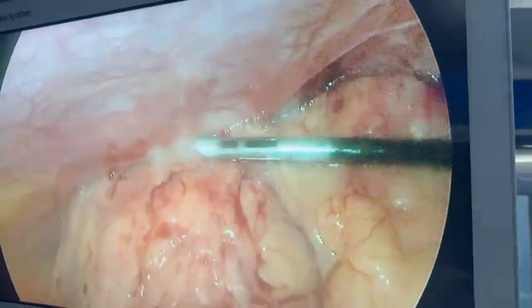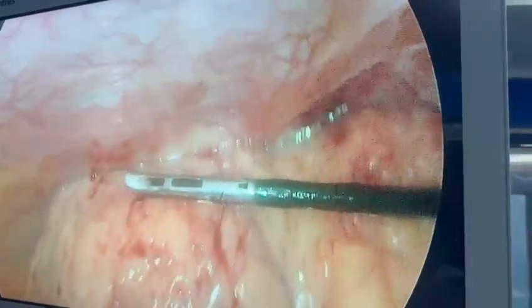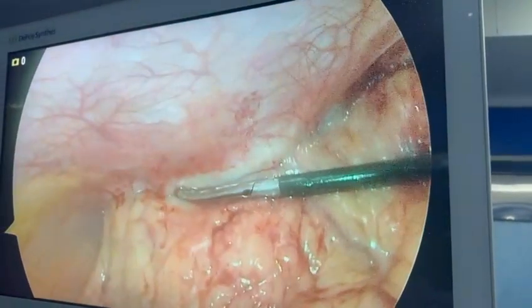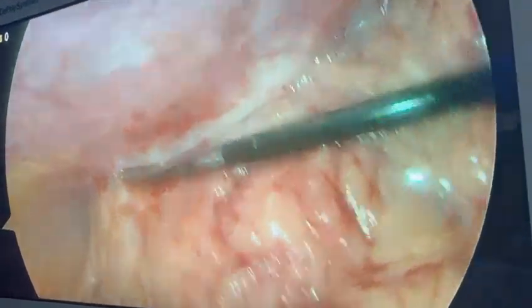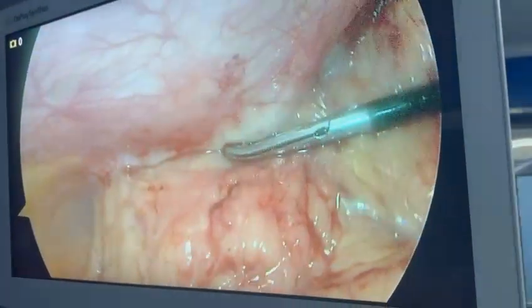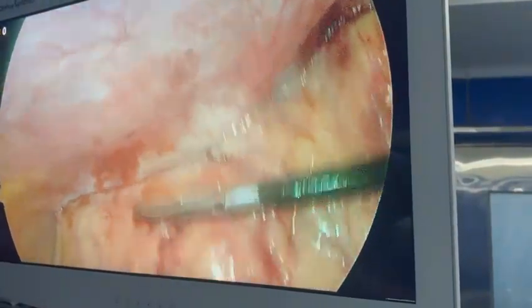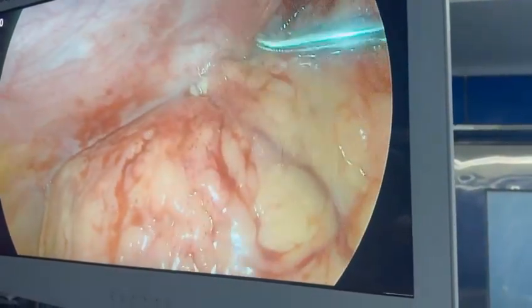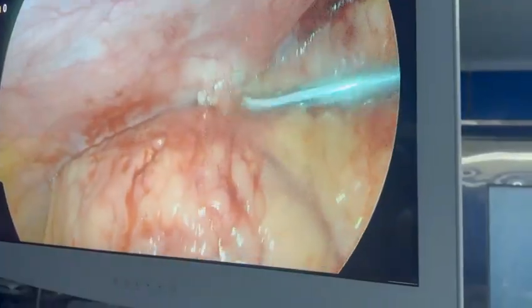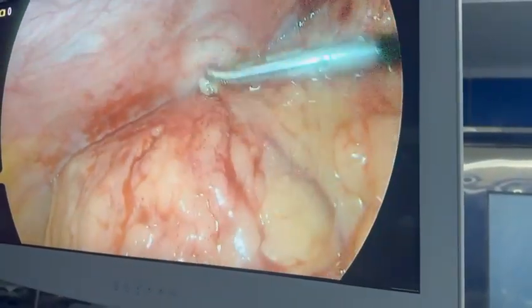Now here you can see this omental mass is densely adherent to the anterior abdominal wall. Now we were trying to separate the mass from the wall, and considerable amount of force was required to do the adhesiolysis.